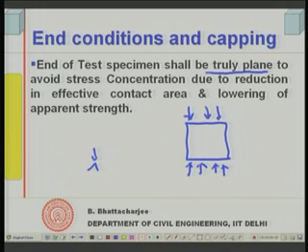So, there will be stress concentration due to this undulation, or if it is not truly plane, then the contact area being less, there will be stress concentration, and this will induce a reduction in the result. So, you will get apparently lower strength if it is not plane. So, it has to be plane.